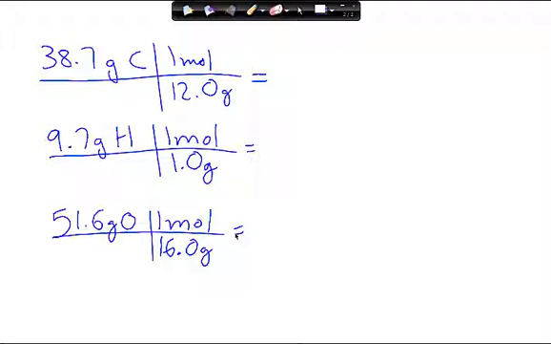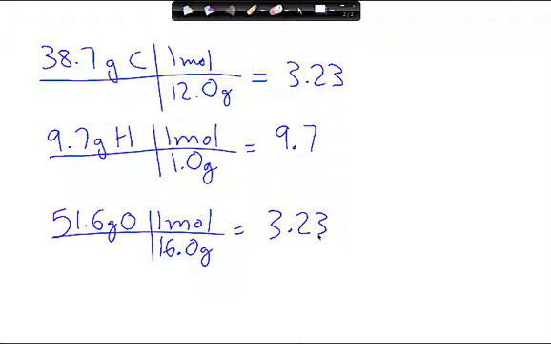And now I do the math. Exactly. And that's the idea. The percentages are by weight, and if we assume that it's a 100-gram sample, then they're also by mass. So we've got 38.7 divided by 12, and that would be 3.23. And then 9.7 divided by 1, I think I can do that in my head. And then 51.6 divided by 16 is 3.23. So now we know the relative molar ratios.